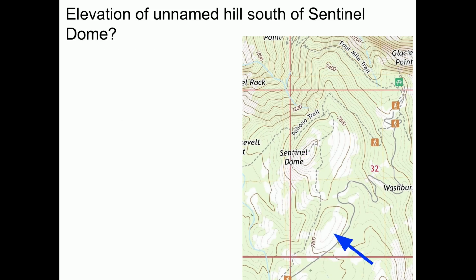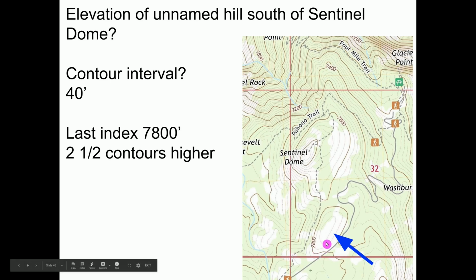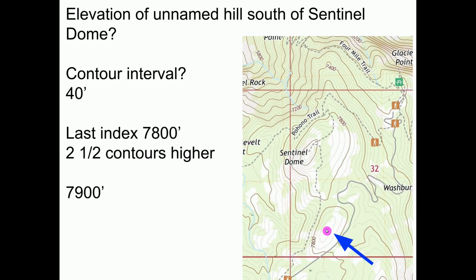The unnamed hill south of Sentinel Dome, contour interval is 40 feet. The last index was 78. Again, it's 2.5 contours higher. One contour, two, 2.5 is 100 feet. So the elevation is 7,900 feet at the top of that hill.